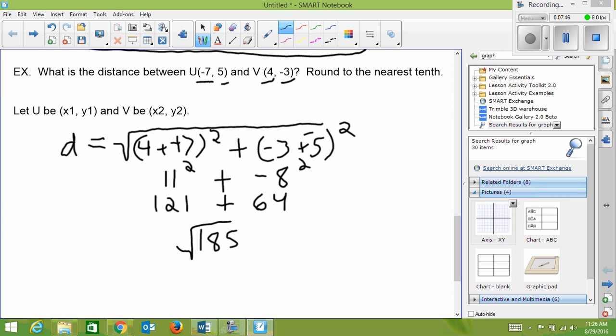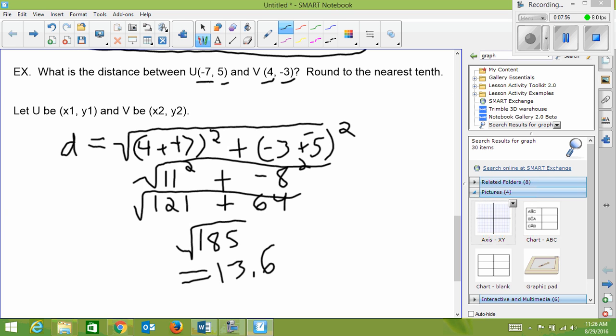But don't forget, this is all under square root symbols. This whole thing all the way down should be square root. So what is the square root of 185? To the nearest tenth, it is 13.6. So that would be the distance then between U and V.